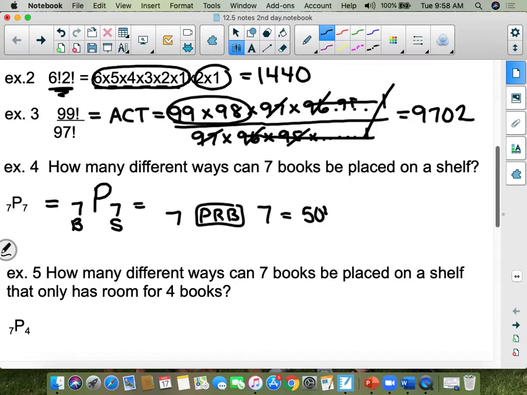5,040. Okay, if you don't have a calculator that does that, you're just going to follow the formula that I just gave you. And it is n factorial over n minus r factorial. So the n is 7 factorial.